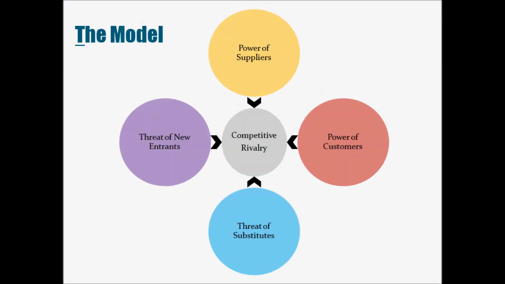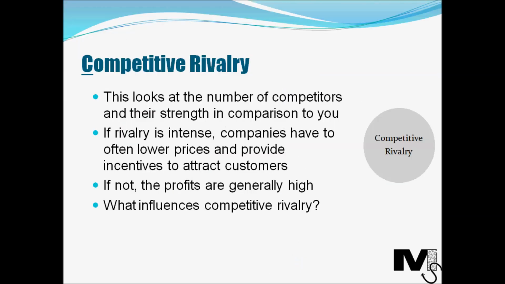Now, right at the center of the model lies competitive rivalry. And there are 4 other factors, which are the power of suppliers, power of customers, threat of substitutes, and threat of new entrants. We're going to look at each force in detail in the course of this video. The central aspect that defines the level of competition in an industry, or the level of profitability in an industry, is competitive rivalry.